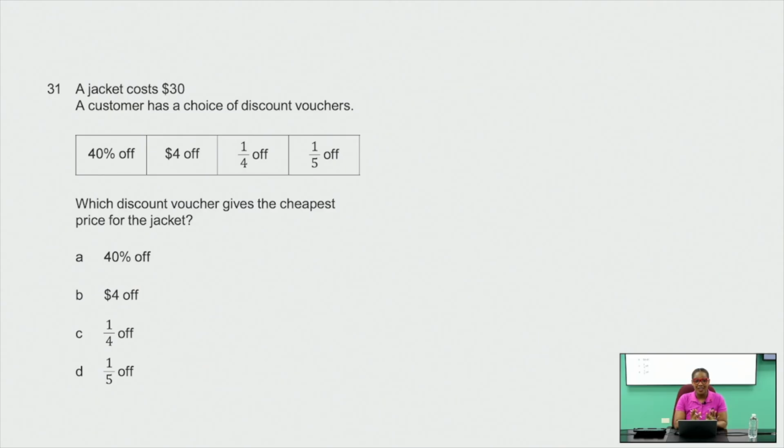So if it's $30 for the jacket, almost half is $15, so probably about 13, roughly that. So you know that it's more than $4 off. No need to compare it there. 40% is more than $4. But what about a quarter? What about 1/5 off? We're going to do some little work there now.